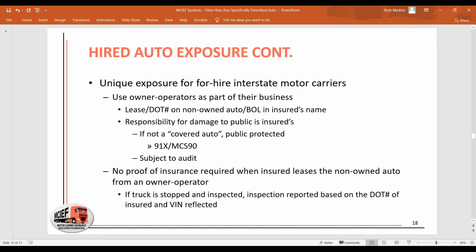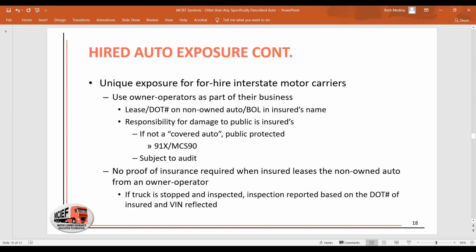And then from federal FMCSA requirements, responsibility for damage to the public is the insured, the DOT number holder, the MC number holder. Because if it's not a covered auto, the public would still be protected by the MCS-90 endorsement. And also remember, hired auto is subject to audit too, which we will premium later.